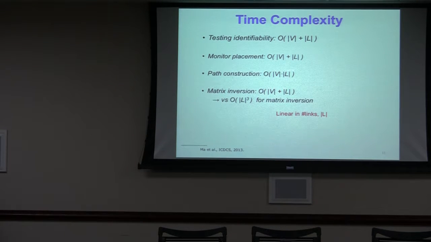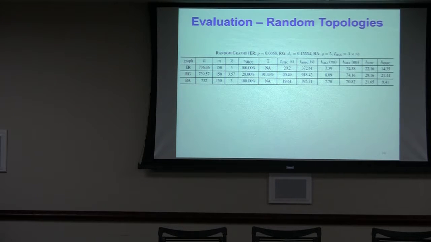The matrix inversion also turns out to be linear only because of the way we set up the paths, right? There are 3 independent paths. Just because of that type of construction we are able to get order N rather than order N cubed, which is what one would normally expect. Let me show some examples.